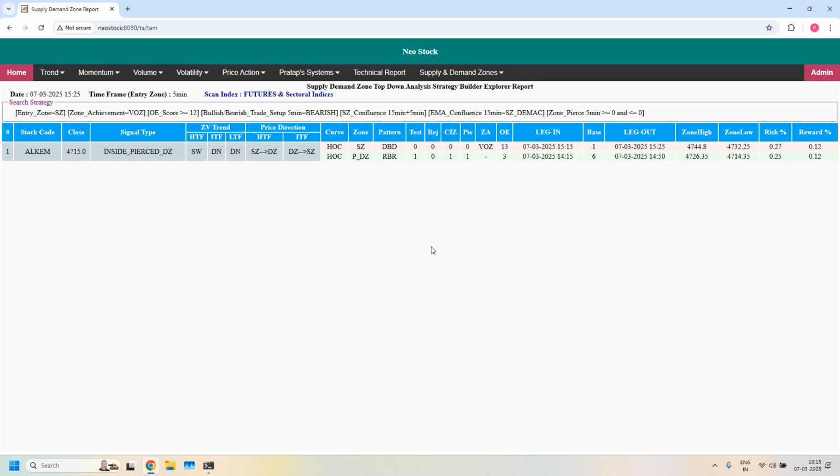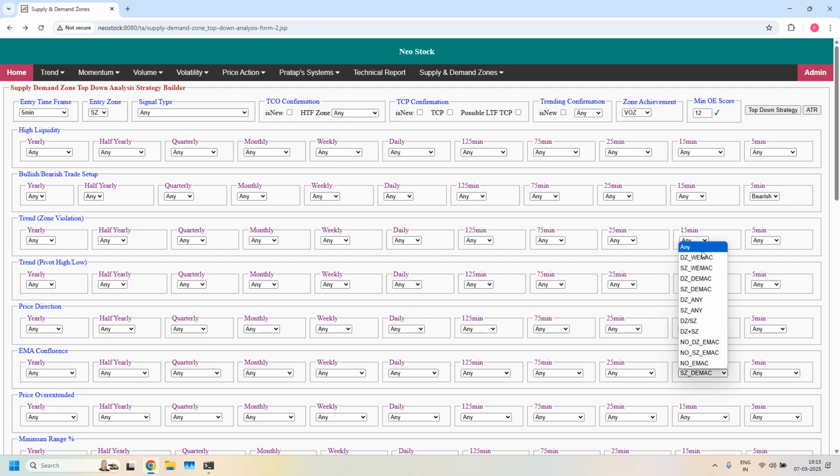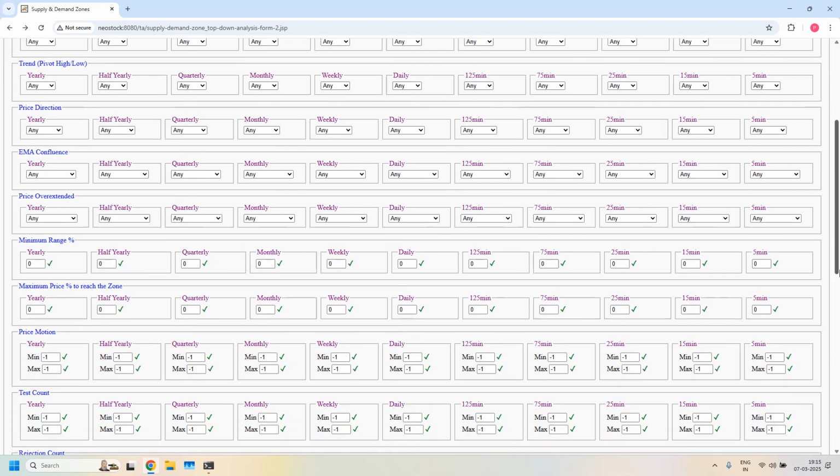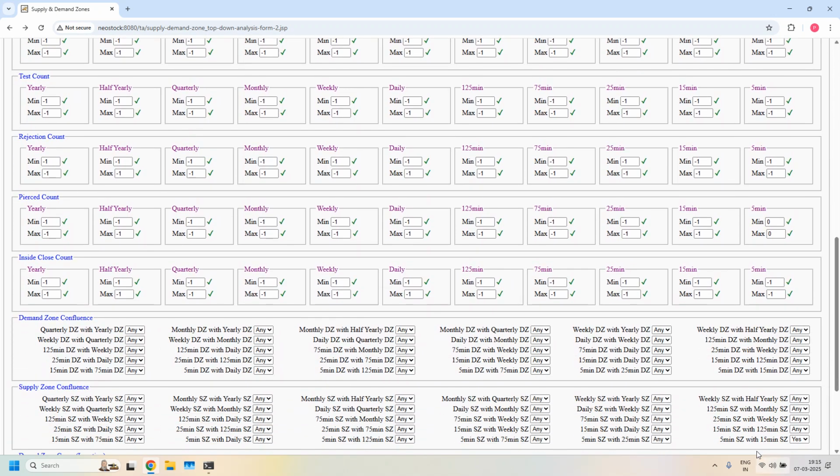Okay. Next we will look into LTF, ITF, HTF supply zone confluence. That is 5 minutes, 15 minutes and 75 minutes supply zone confluence. I am removing the EMA filter. In the supply zone confluence, we should set 3 filters. First filter is already enabled, 5 minute supply zone with 15 minute supply zone confluence. Second filter, 5 minute supply zone with 75 minute supply zone confluence. Third filter, 15 minute supply zone with 75 minute supply zone confluence.